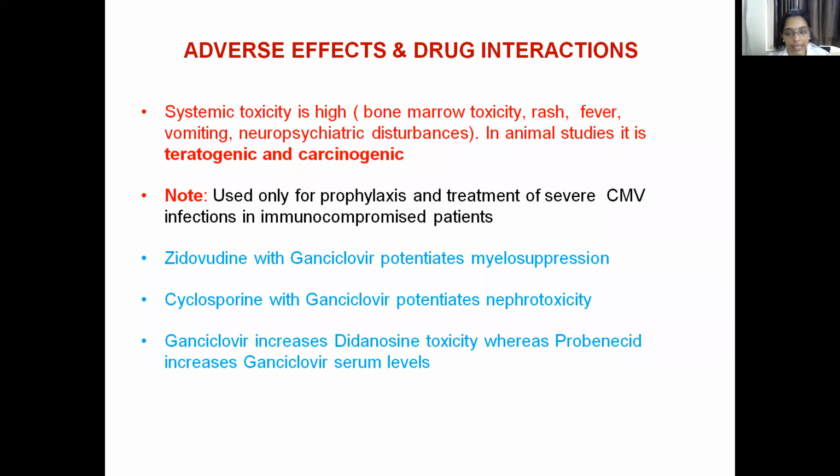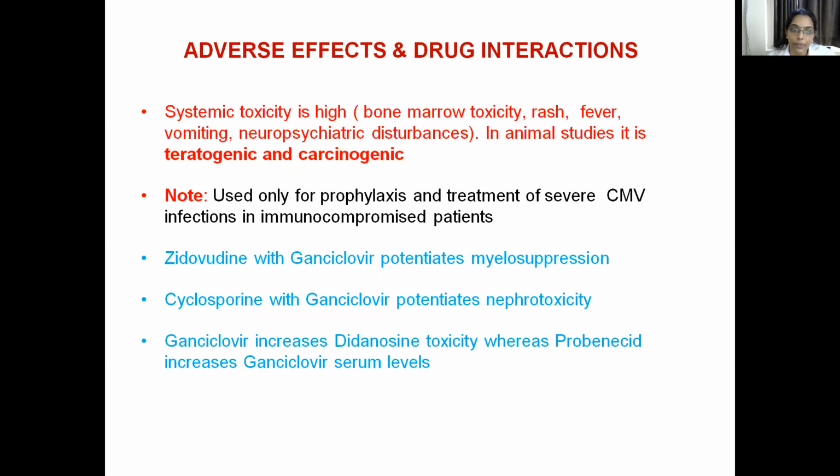Didanosine is again an antiretroviral drug, so ganciclovir increases didanosine toxicity, whereas probenecid increases ganciclovir serum levels. Probenecid blocks the tubular secretion of ganciclovir, which increases the ganciclovir serum levels in the body and increases its toxicity.